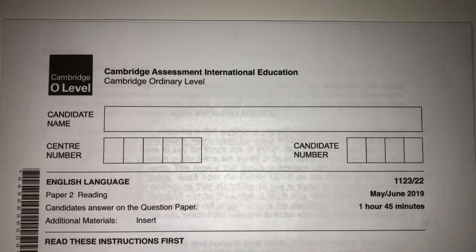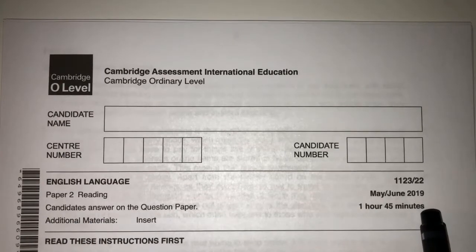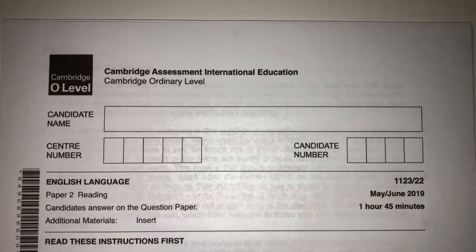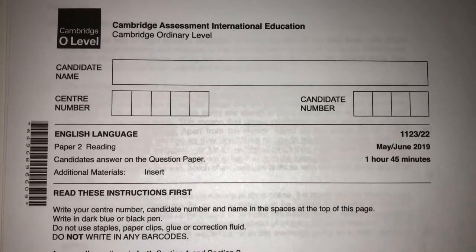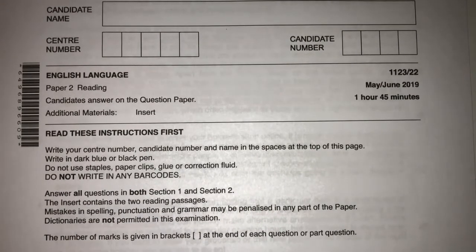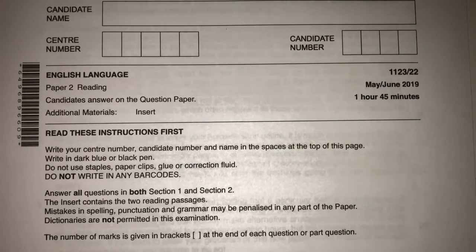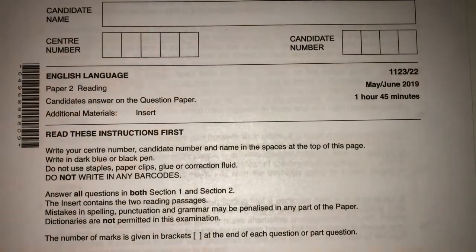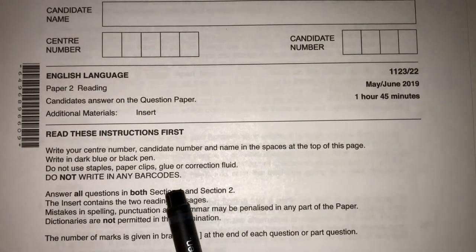Hello, welcome to another video, another solving session for this paper, which is English Language Paper 2 Reading, May-June 2019, Variant 2.2. The way that this paper, as per usual, is set up is we have two sections. The two sections each have their respective passage, and we will read the passage for each section, and then we will answer the questions accordingly. Let's see what other information we have here.